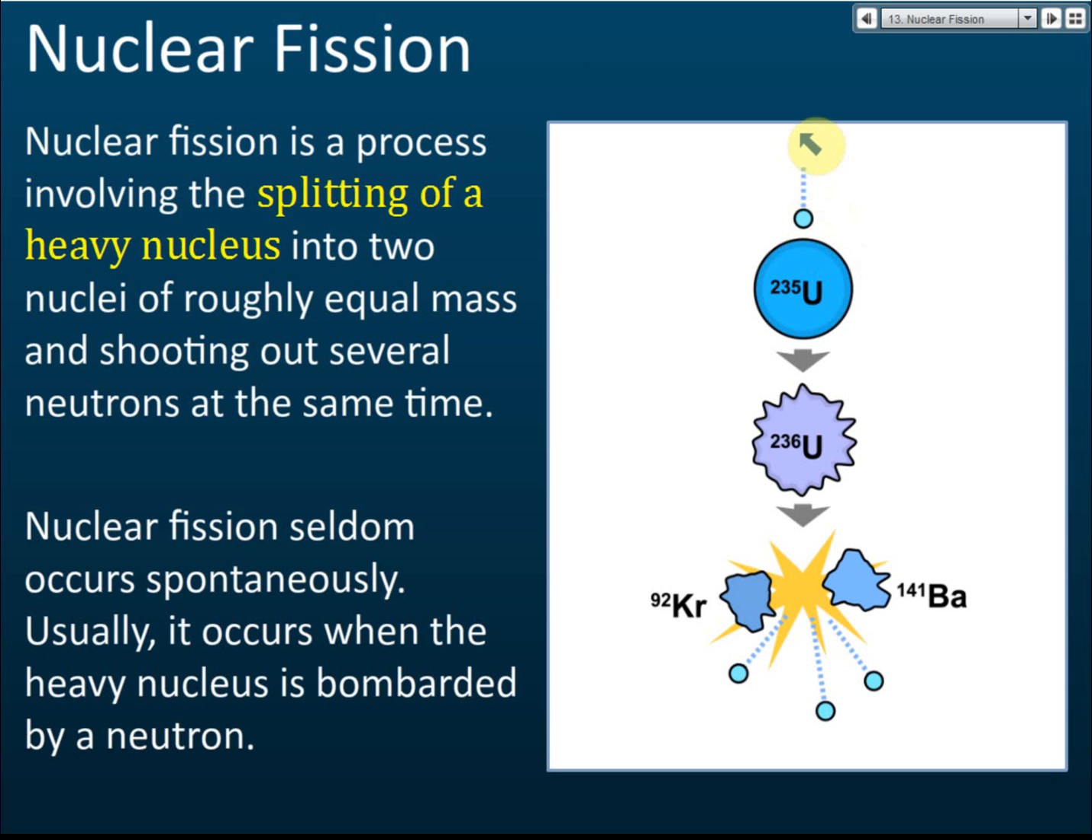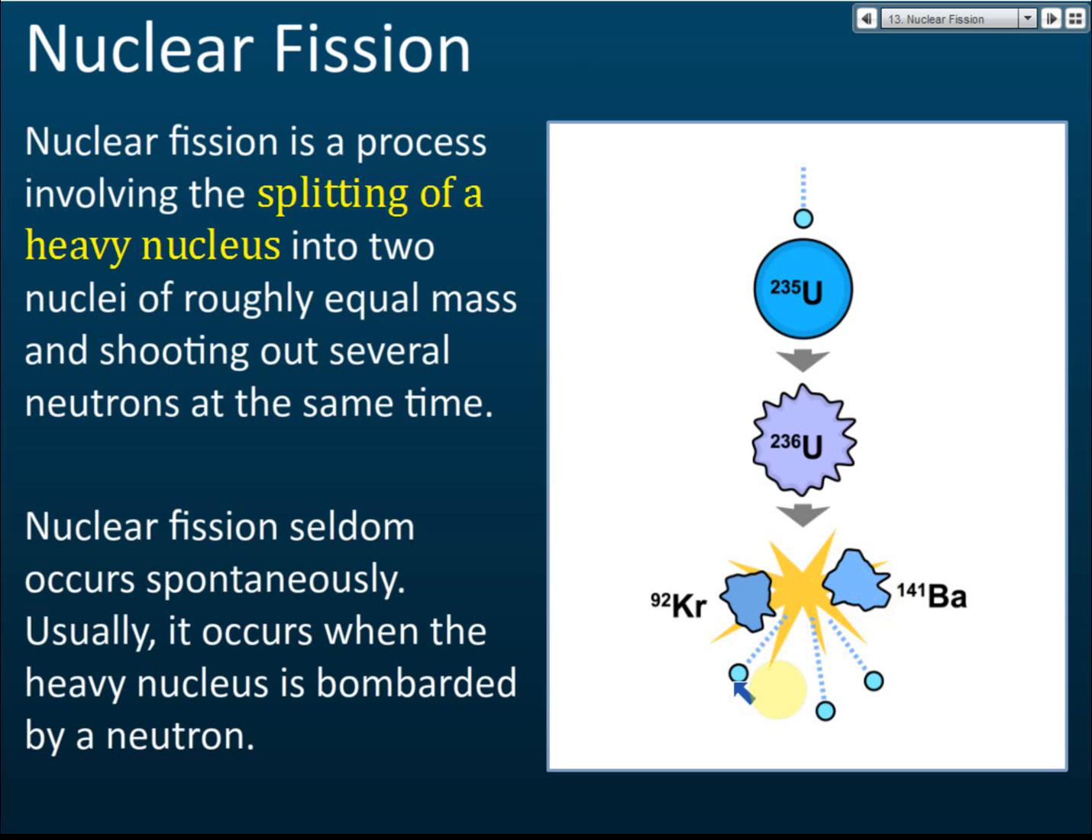So we shoot it with neutrons. When the neutron is absorbed by the nucleus, the nucleus becomes very unstable. Remember, the stability of a nucleus depends on the number of protons and neutrons. So if you suddenly add one neutron into the nucleus, it becomes very unstable. When it becomes very unstable, it will be broken into two smaller pieces.